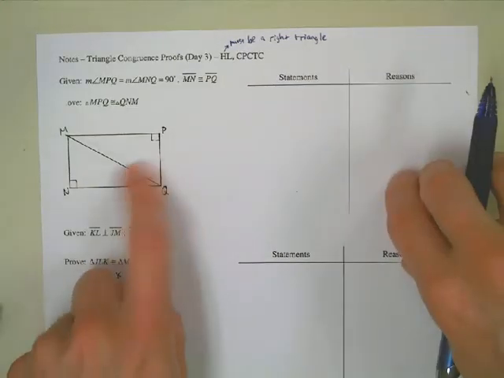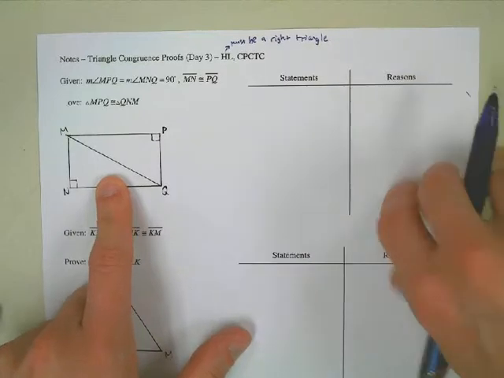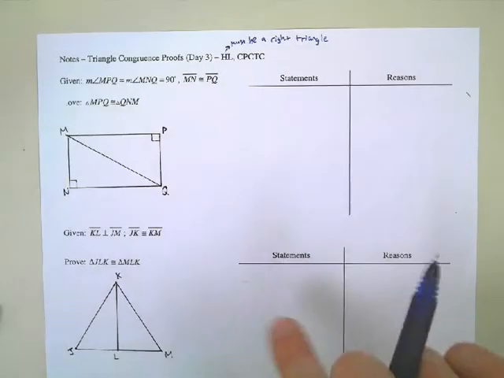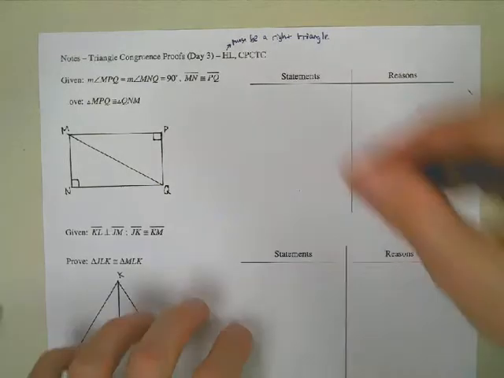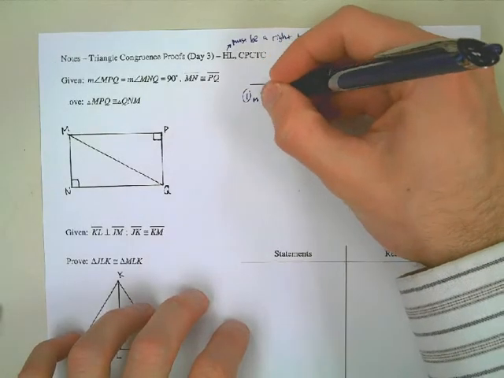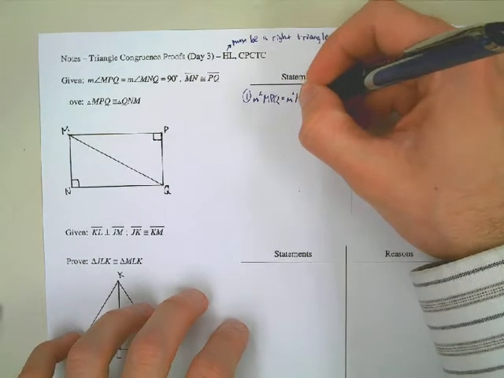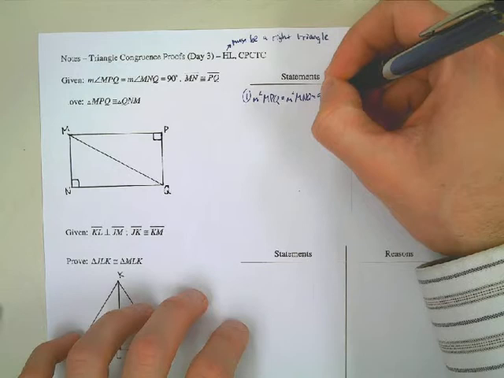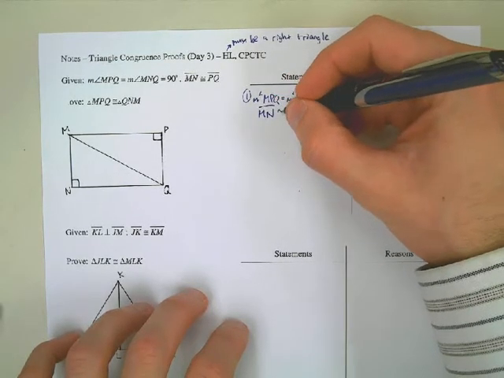So here, we see some right angles in our triangle, so we could use hypotenuse leg. Now you guys know, because it's in the notes for hypotenuse leg, that it's going to be hypotenuse leg, but that doesn't mean it will always be that way, so keep that in mind. So first step here should be what? Write the given information down. You got it. So step 1: the measure of angle MPQ is equal to the measure of angle MNQ equals 90 degrees, and segment MN is congruent to segment PQ.